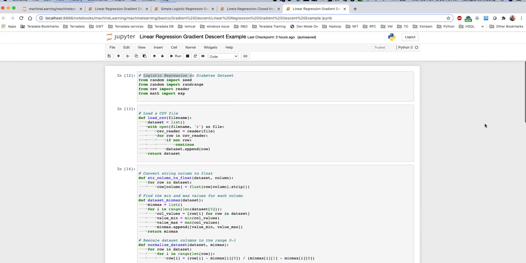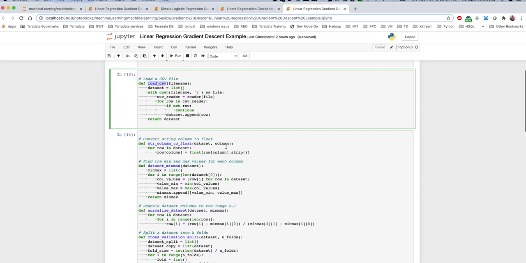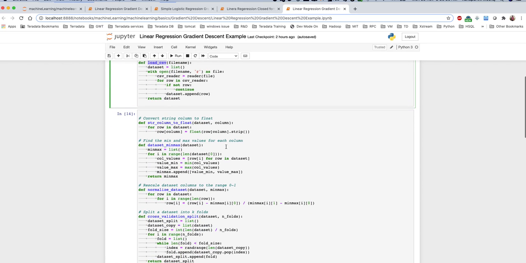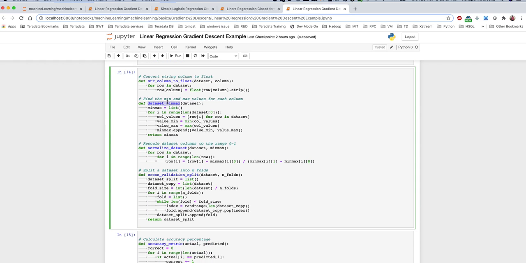Now we look into another example. Here we are loading the data from a CSV file, and we are declaring some methods. This method will convert strings into floats, and this method will take the data set and find the maximum value and the minimum value. This is very important. Whenever you get a data set, you need to know the maximum and minimum value of particular dimensions. This will resolve the problem of the metric system.